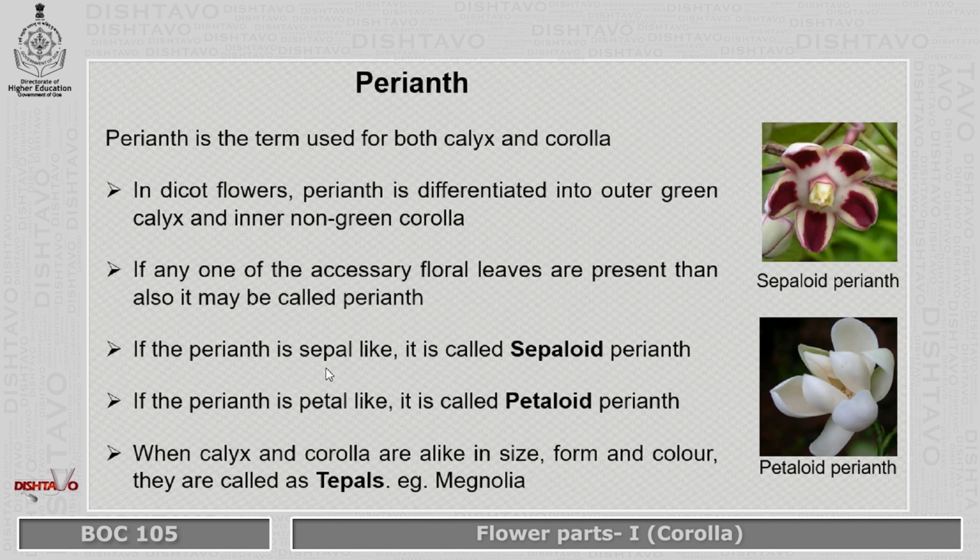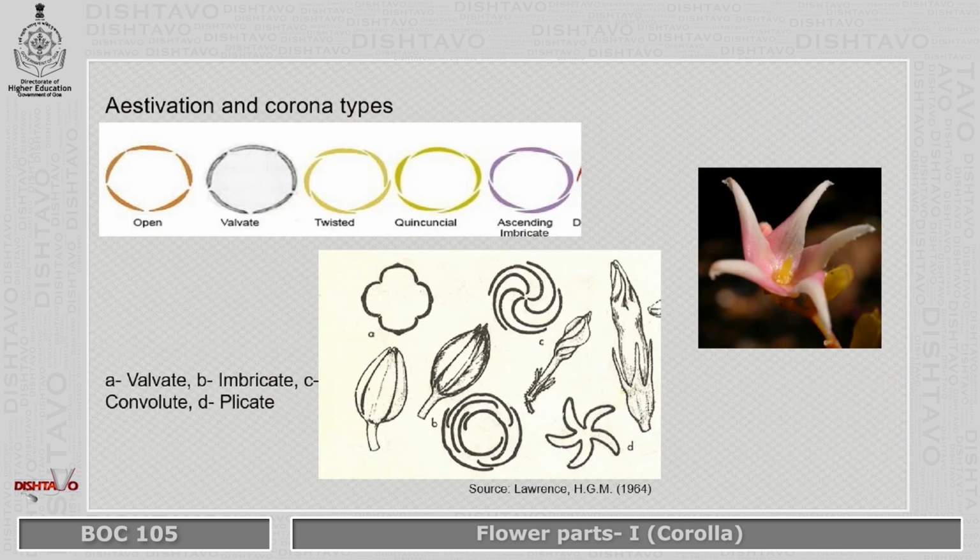If the perianth is sepal like, it is called sepaloid perianth. That is, sepal means the calyx; if the perianth is calyx like, it is called sepaloid perianth. And if the perianth is petal like or corolla like, it is called petaloid perianth. When calyx and corolla are alike, as in many flowers, especially Magnolia or Michelia champaca, Magnoliaceae members, the corolla and calyx cannot be differentiated. They are of similar nature or similar color. Then they are called tepals.